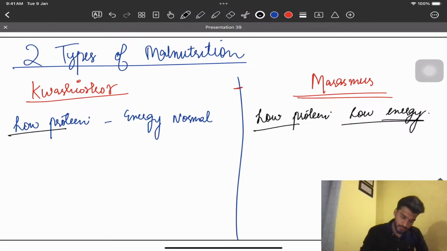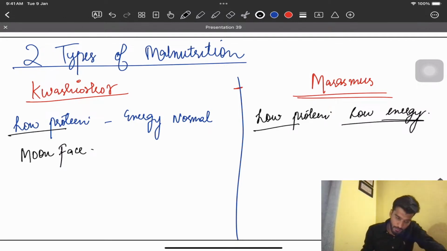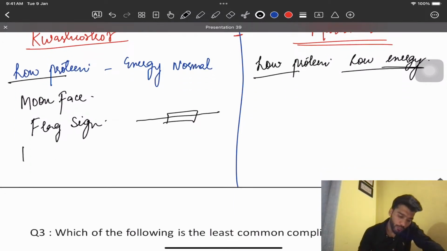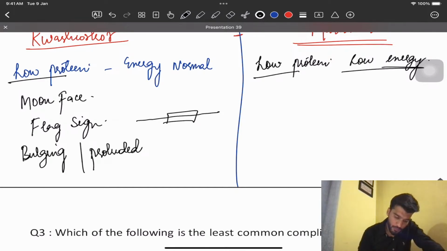Now, how to differentiate, guys? The face that we have in Kwashiorkor is the moon face. We also have moon face in which condition, guys? Cushing syndrome, right? Lemon on stick appearance, moon face. And remember, there is a sign in the hair called flag sign. That means if there is a hair shaft, it is full black and in between it will be white. That is called a flag sign. Black, white, black. Then we have a bulging or protruded abdomen in Kwashiorkor.